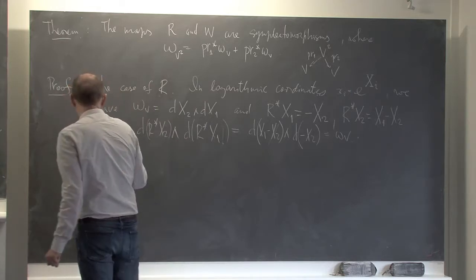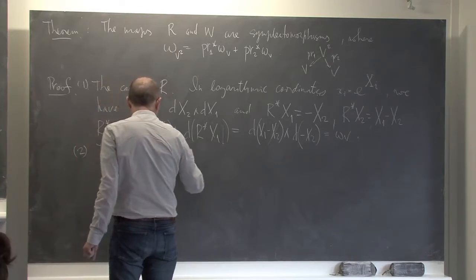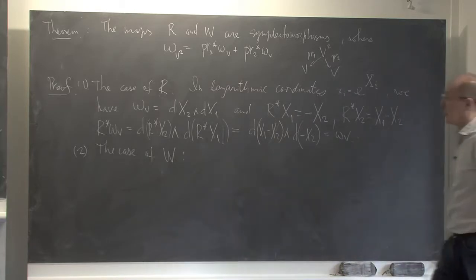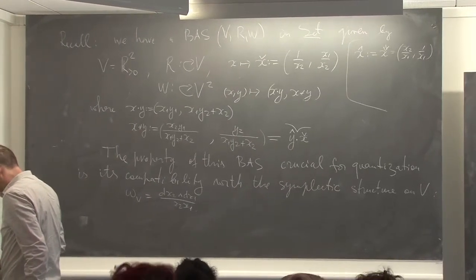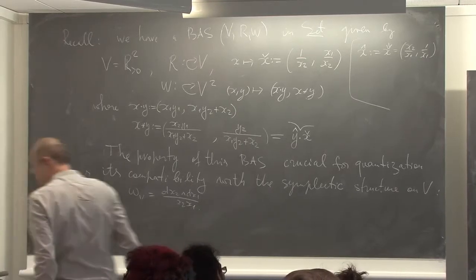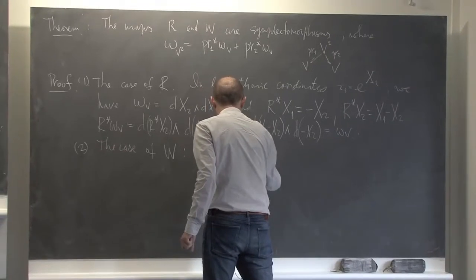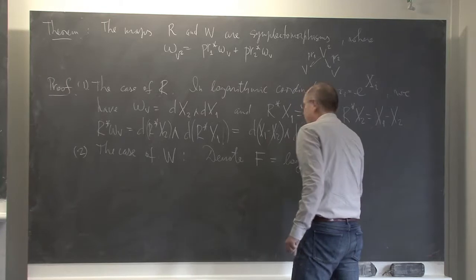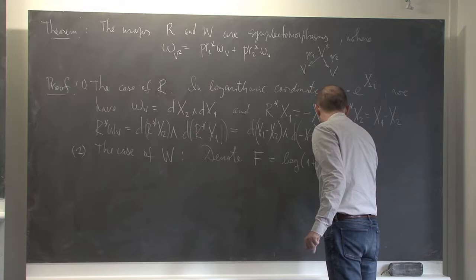So the second case, of W. Again, in terms of logarithmic coordinates, let me introduce an auxiliary function. Denote f to be log of 1 plus x1 y2 over x2.